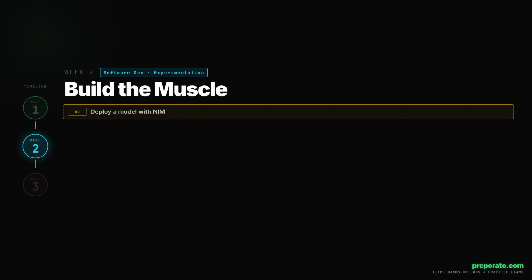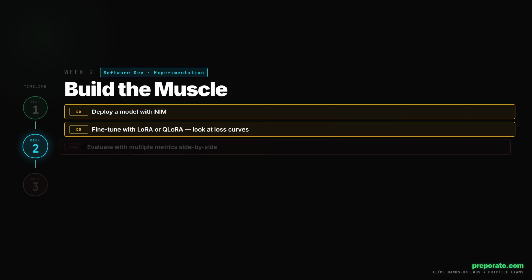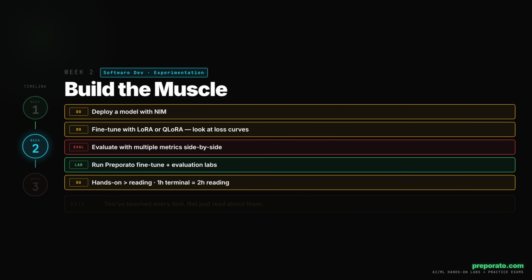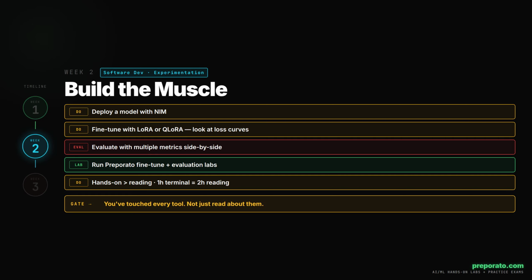Week 2 is software development and experimentation. Deploy a small model with NIM, fine-tune something with LoRA or QLoRA and look at the loss curves, evaluate it with multiple metrics side by side, and run the Preporato fine-tuning, quantization, and evaluation labs. This is the week hands-on work pays the largest dividend. Every hour you spend in a terminal is worth 2 hours of reading.